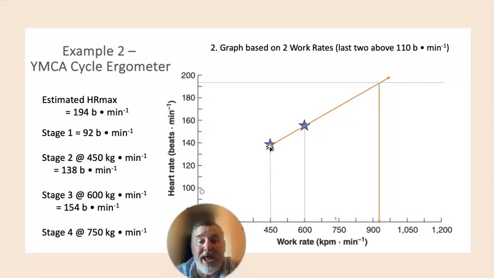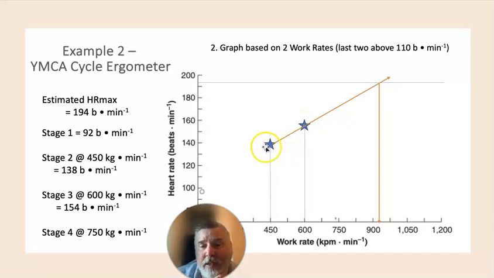If you're going to do a ray, remember that from second grade, you need to have 2 points and then it just keeps extending. That's what this means. This line is an extrapolation line. It means, hey, if this person keeps going, we can predict what their heart rate's going to be at all of these values. So we graph stage 3, which was 600 kilogram meters, 154 beats per minute. And we extend this line.